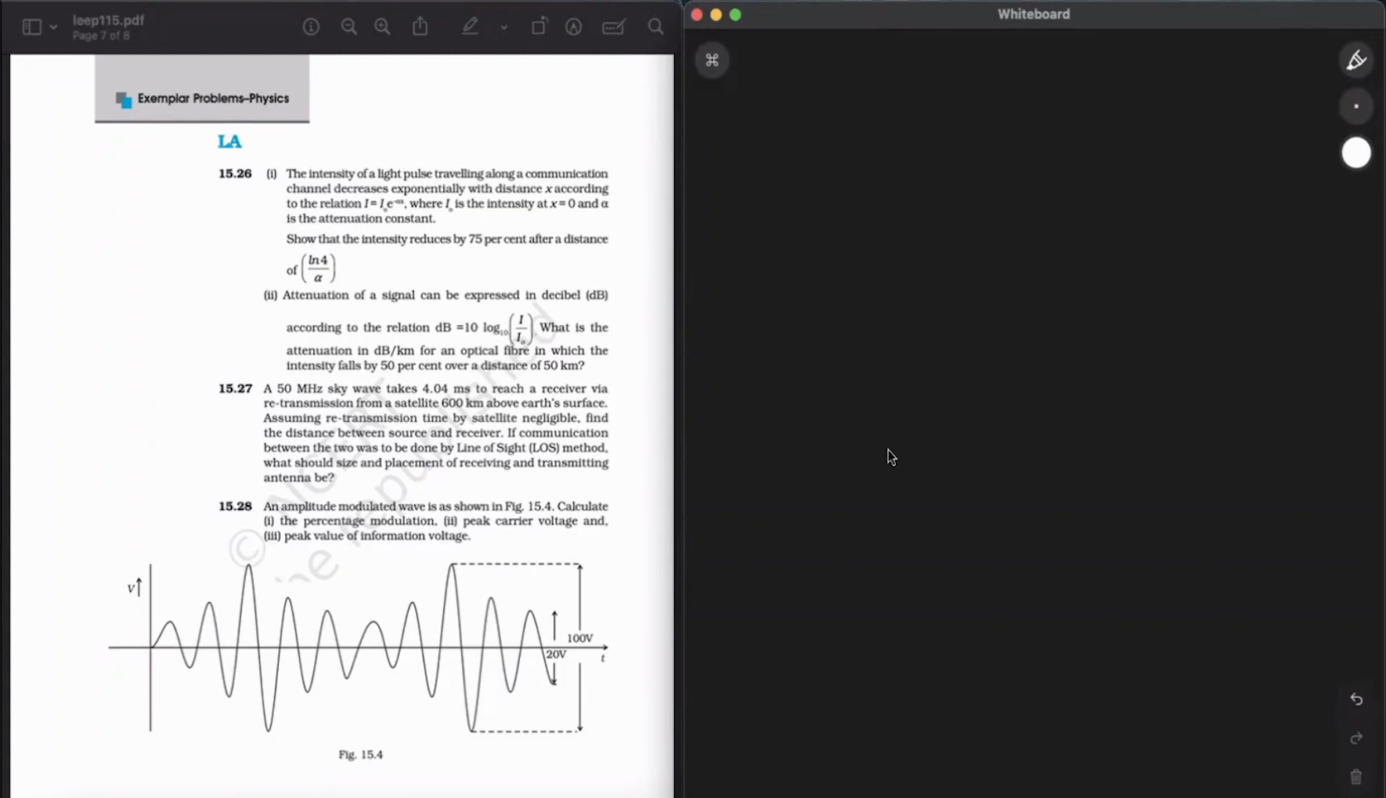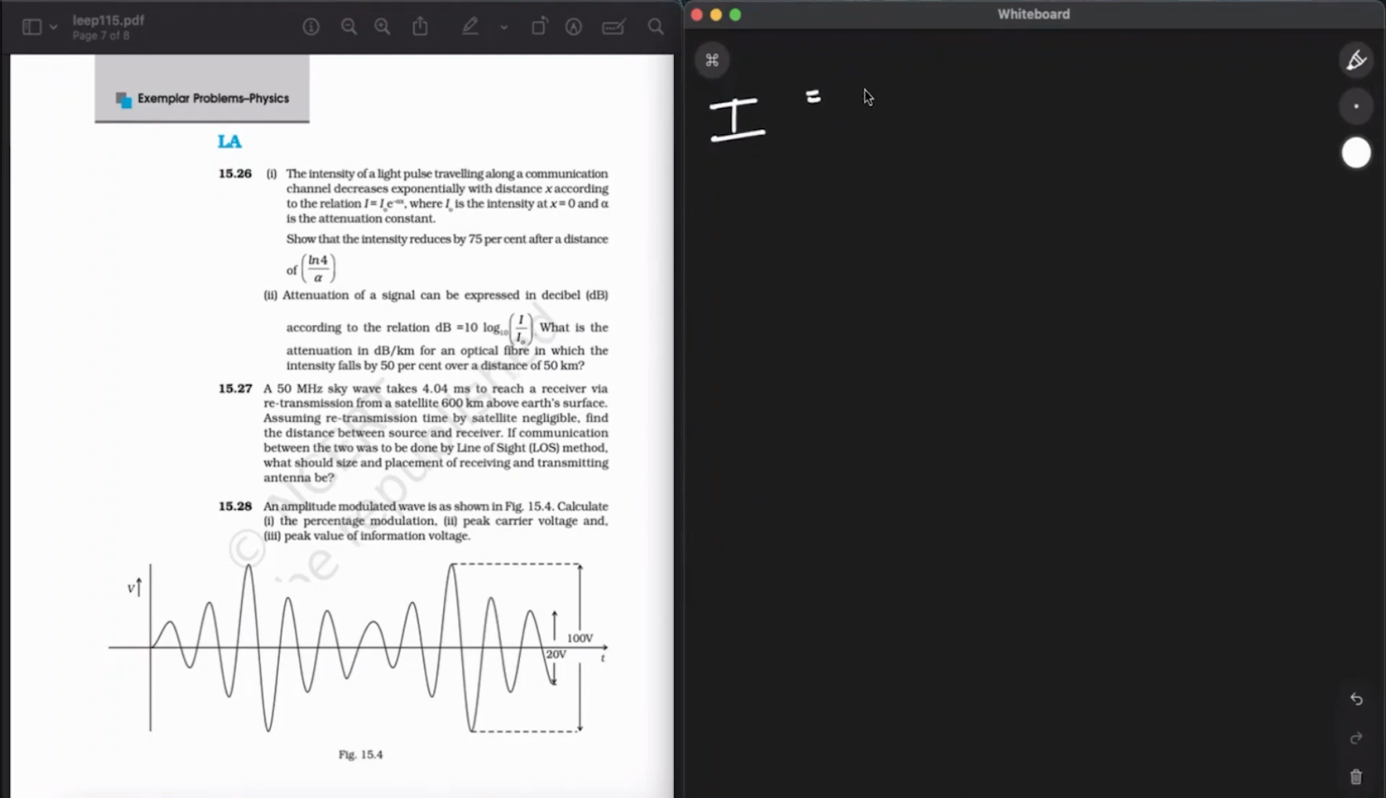The intensity of a light pulse traveling along a communication channel decreases exponentially with distance x according to the relation that has been given to us, where I naught is the intensity at x equal to 0 and alpha is the attenuation constant. Show that the intensity is reduced by 75% after a distance of ln 4 by alpha. So what has been given to us?